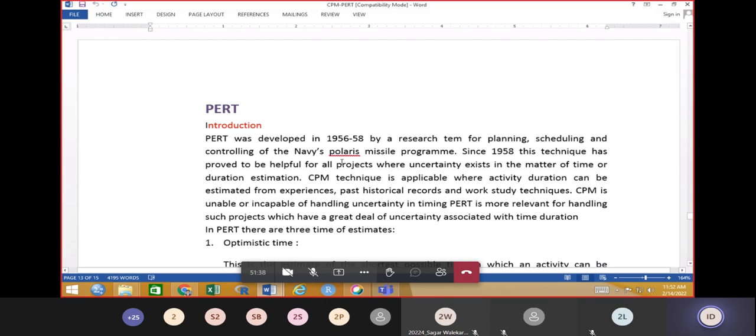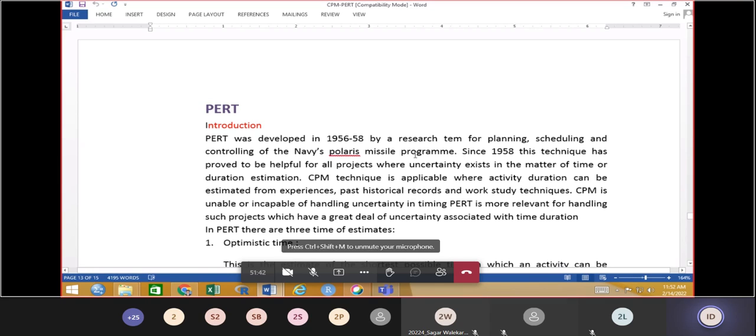Right? So this is the Navy's Polaris missile program. It is called the Navy's Polaris missile program. Since 1958, this technique has proved helpful for all projects where uncertainty exists in the matter of time or duration. It means wherever there is uncertainty, this particular technique is used.